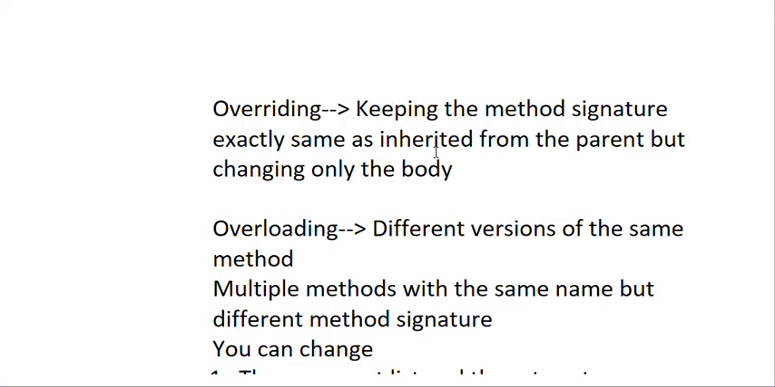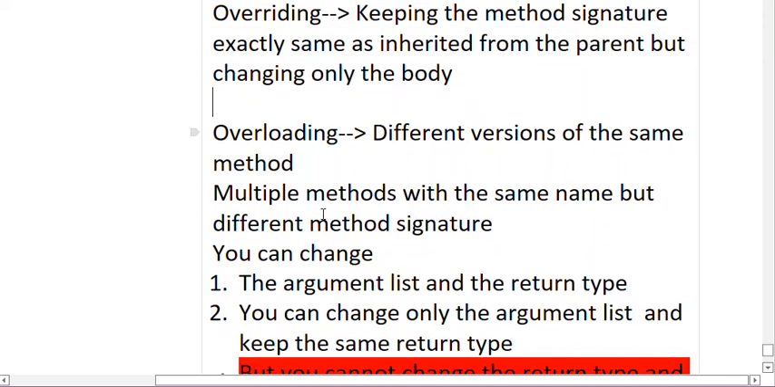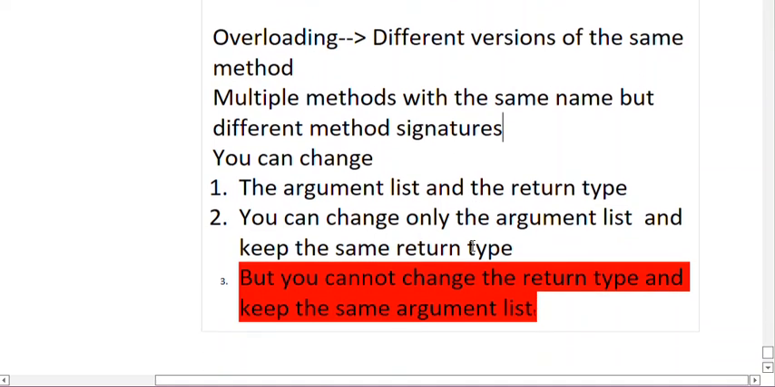There are a few points that I'm going to write down for you, and then we can finish this lecture. So let's have a little recap. What is overriding? The concept of overriding means keeping the method signature exactly the same as inherited from the parent, but changing only the body. Now overloading refers to different versions of the same method: multiple methods with the same name but different method signatures, okay? You can change the argument list and the return type.